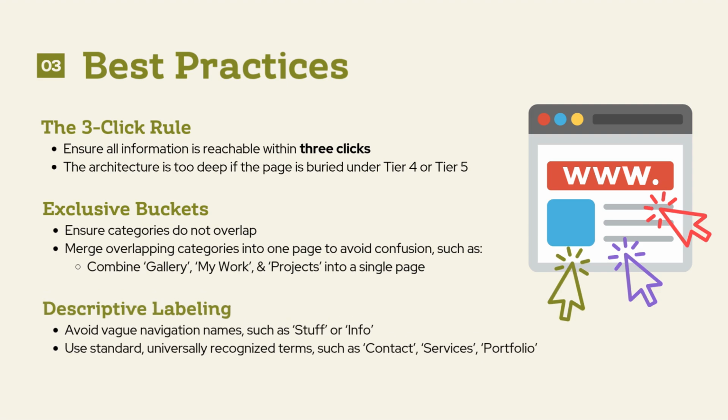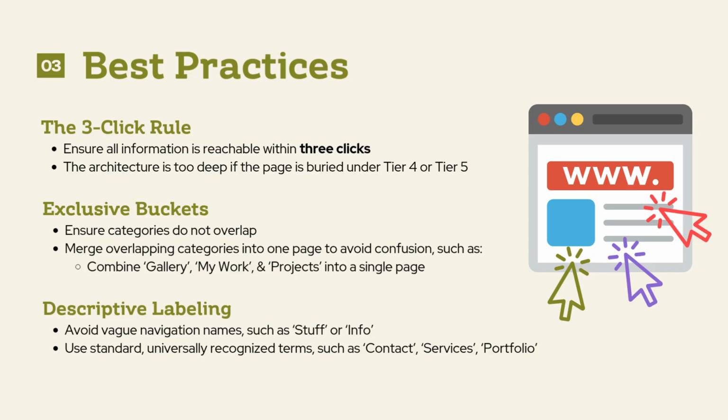Let's look at some foundational best practices that separate amateur websites from professional ones. When you are finalizing your site architecture, there are 3 golden rules to keep in mind: the 3-click rule, exclusive buckets, and descriptive labeling. The 3-click rule.